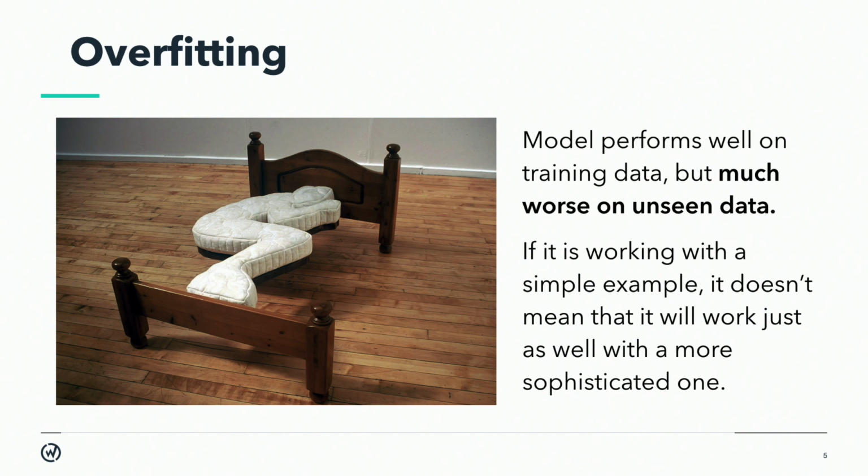One thing that can happen with machine learning is overfitting. Sometimes a model performs really well on training data, but much worse on unseen data. So if you have created a machine learning model that seems to work well on a simple example, please do not assume that it's going to work for every single data set out there. I think the picture really describes it well.